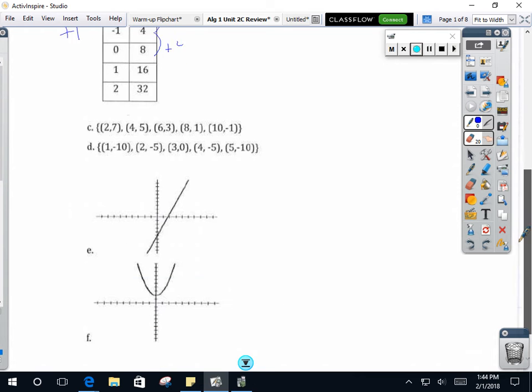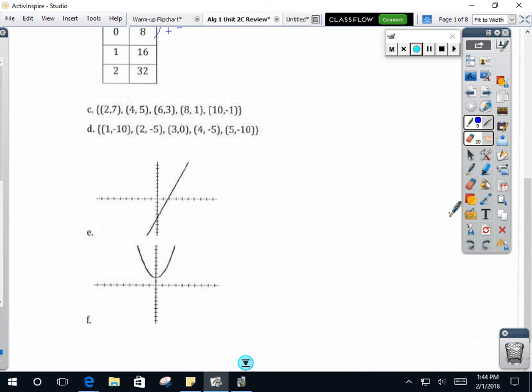Okay? C. This is the same thing, except for they didn't give it to you as a table. They gave it to you as a list of ordered pairs. So first look at the x values.